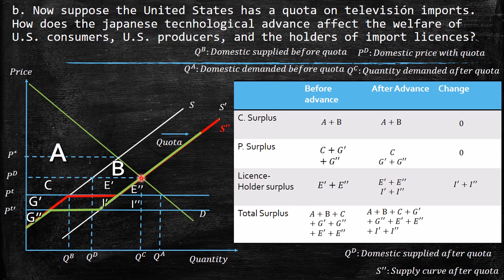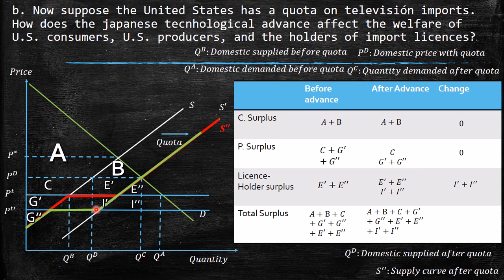So as you notice here, the change of the consumer surplus is going to be the same. It's going to be A plus B. And on the other side, producer surplus is going to be exactly the same: C plus G prime plus G2 prime. So where is the change? The change is basically here in the license holders, because instead of paying PT, they have to pay PT prime. So they have a benefit from that.